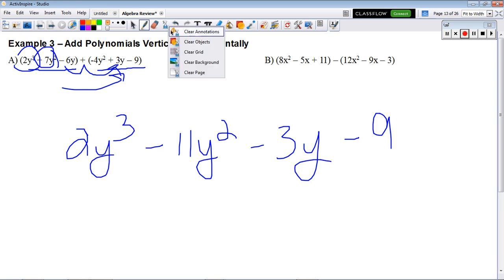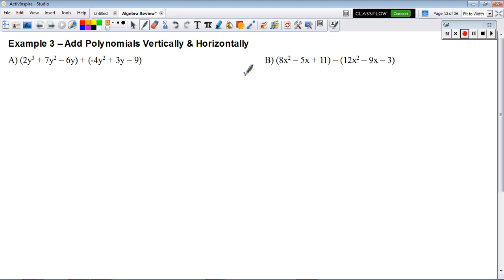For part B, I'm going to do the same thing, but in this case, instead of adding, notice I'm going to subtract the like terms in each of the parentheses here. So first I'm going to start with the x squared. So I have 8x squared, so I'm going to do 8x squared minus 12x squared. That's going to be negative 4x squared. So that takes care of those terms.